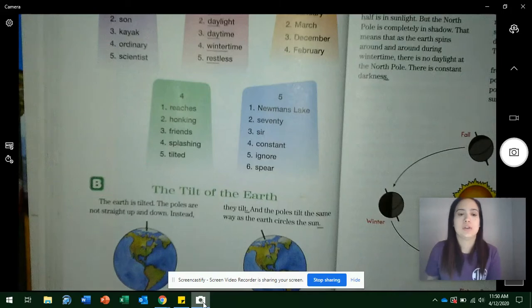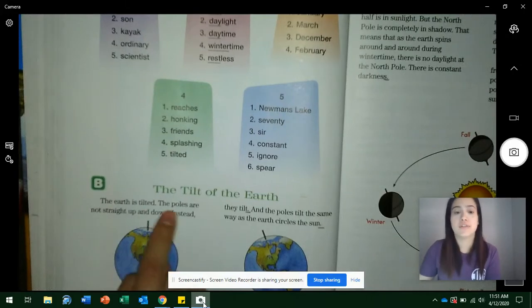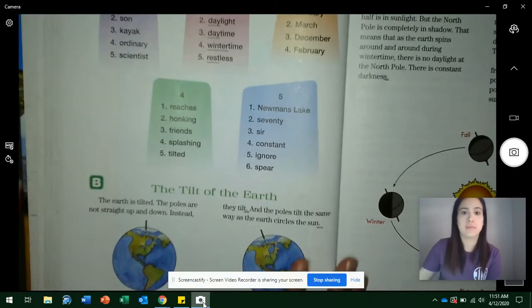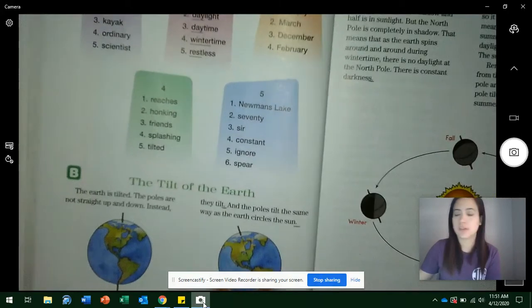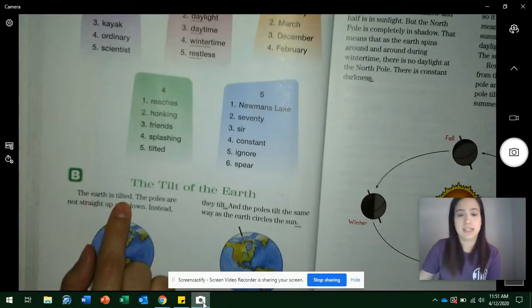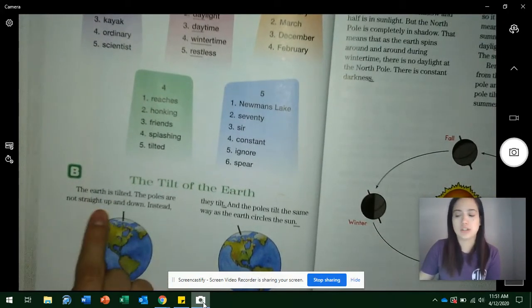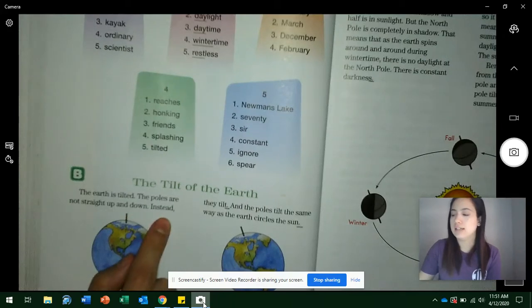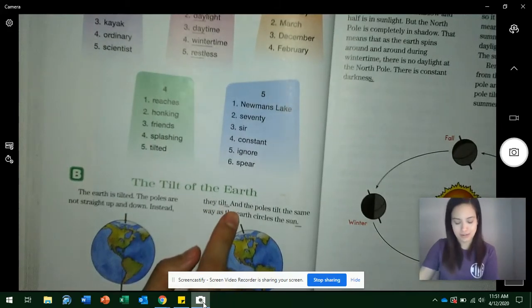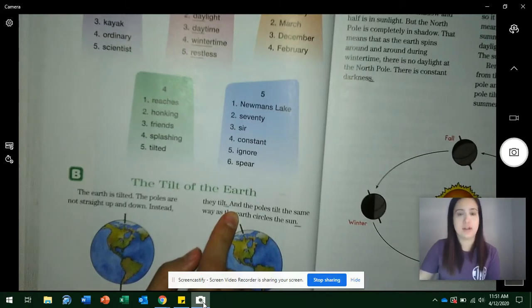Okay, so I'm going to read you the information passage, and I'm going to ask you questions. So pay attention, track with your finger, follow along. Okay, ready? I'm going to start. The earth is tilted. The poles are not straight up and down. Instead, they tilt. Everybody, are the poles of the earth straight up and down or tilted? Get ready.